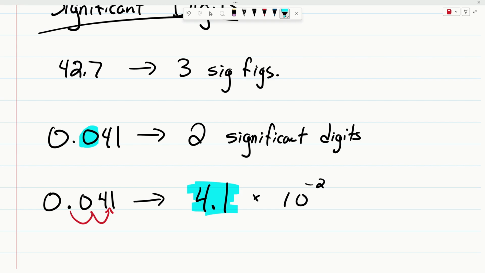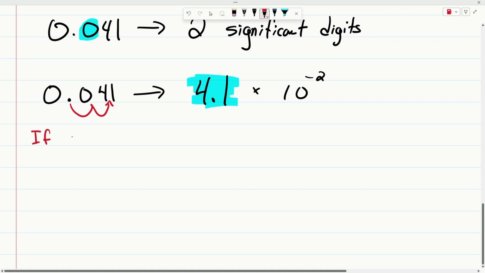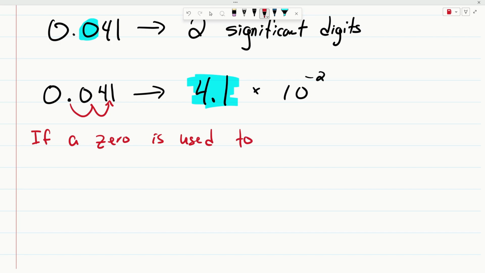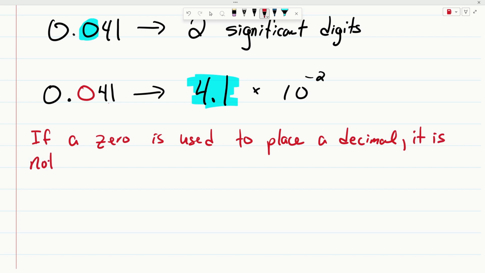All right? So what we can say is if a 0 is used to place a decimal, all right? And I'm going to write this in red. So this is the 0 I am talking about. So if the 0 is used to place a decimal, it is not significant. And that's because we can write this in scientific notation. All right?